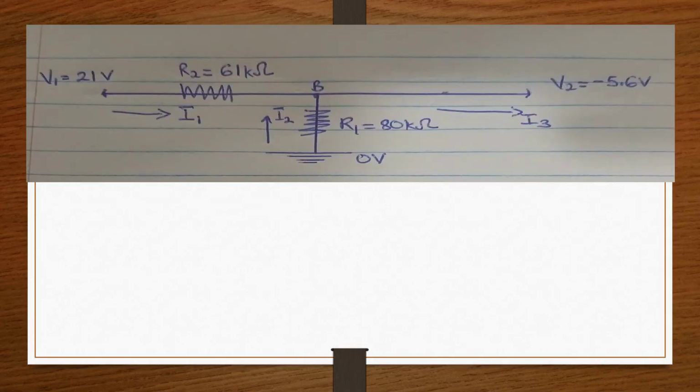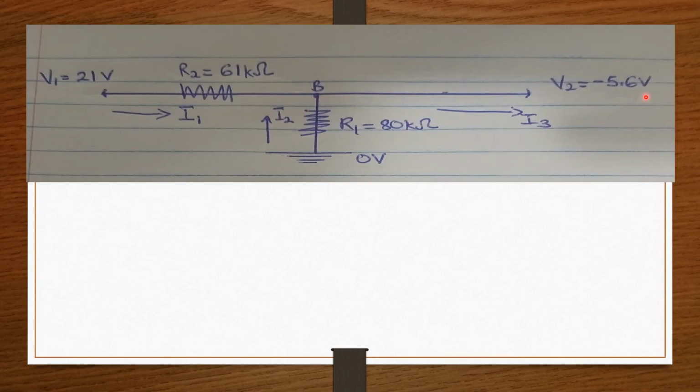As you can see, I have simplified the diagram, which will make it easier for us to compute our values. You can see V1 equals 21 volts, R2 equals 61 kilo ohms. We have a current I1, a current I2, a resistor R1 equals 80 kilo ohms. We have an earth voltage at 0 volts, a node VB. We also have I3 pointing in this direction, and then V2 to be negative 5.6 volts.